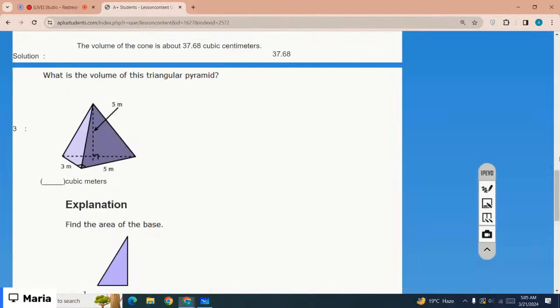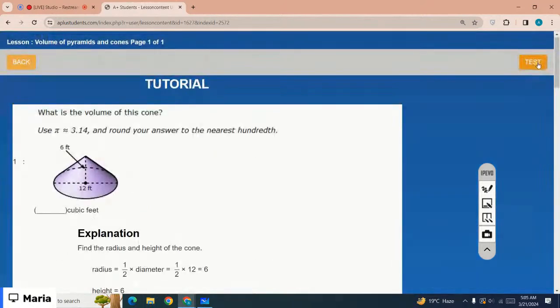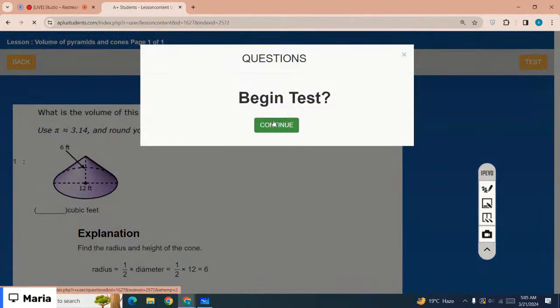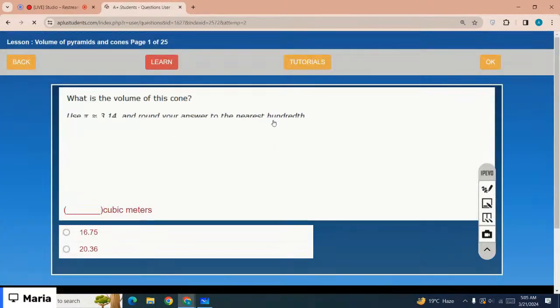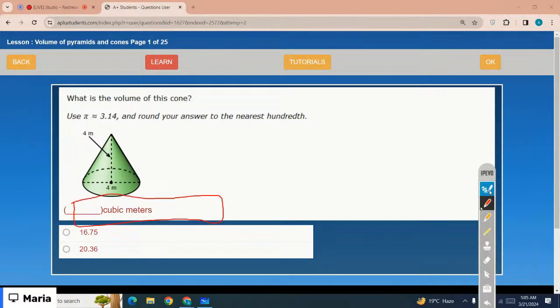Let's start with the test questions. What is the volume of the cone? The first example is the cone. You are given the diameter of the cone, which is 4 meters. First you have to find the radius. Radius equals diameter divided by 2, so 4 over 2 means the radius is 2 meters.